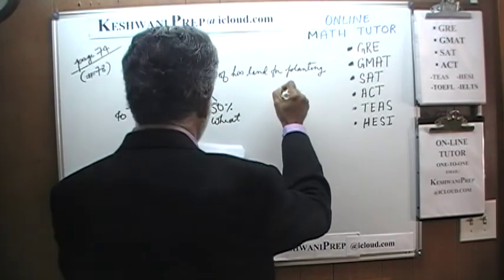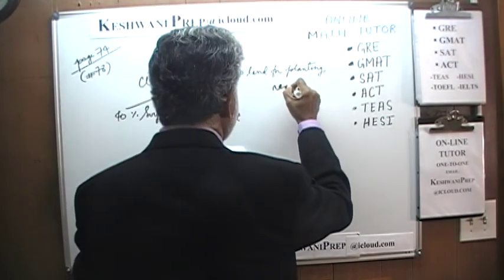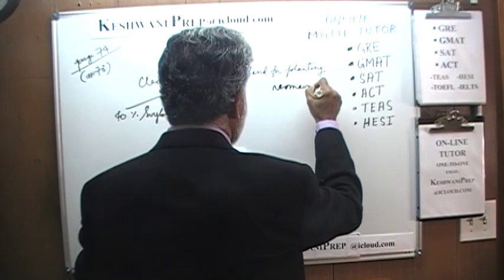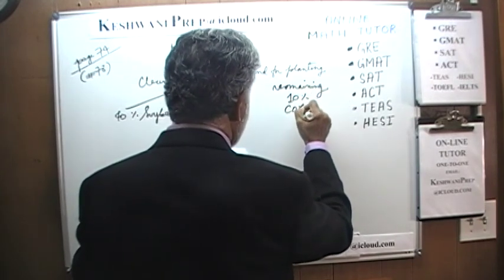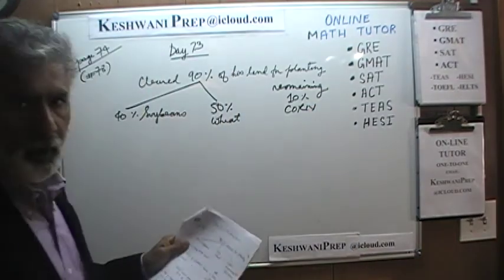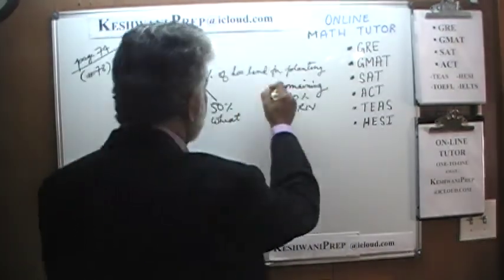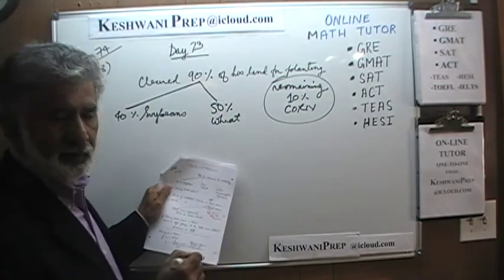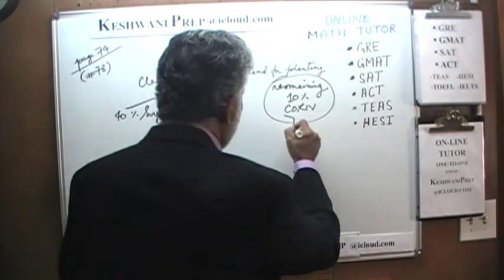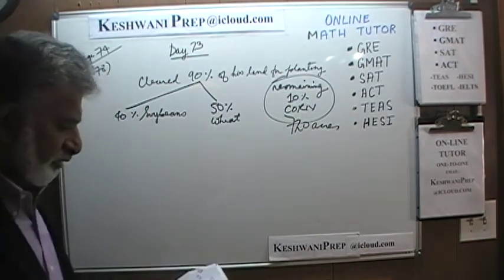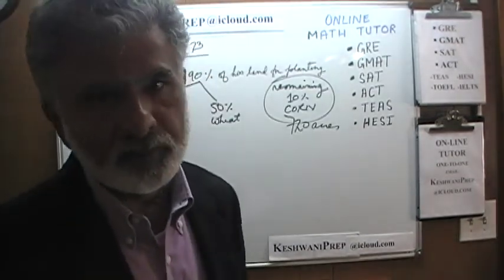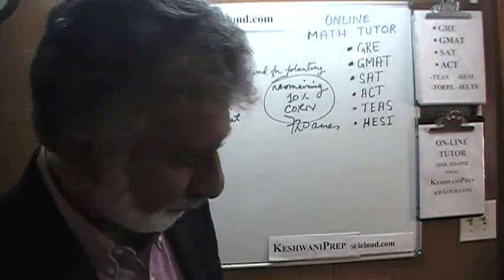And he is using the remaining 10% for corn. And we are further told that this remaining 10% of his cleared land is actually 720 acres. The question is very straightforward. The question simply is, how much land does he have altogether? Let's find out, shall we?